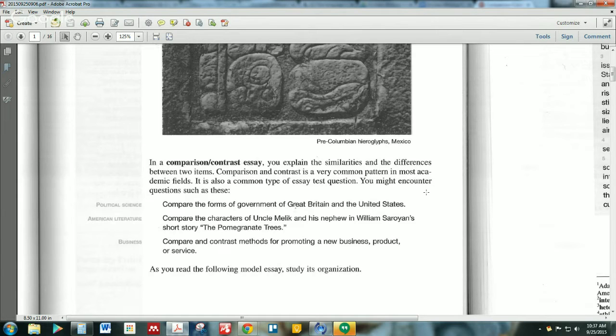Compare the forms of government of Great Britain and the United States. Or the last one. I'm not going to read everything, so I'll focus on what I think is important. Compare and contrast methods for promoting a new business, product, or service.